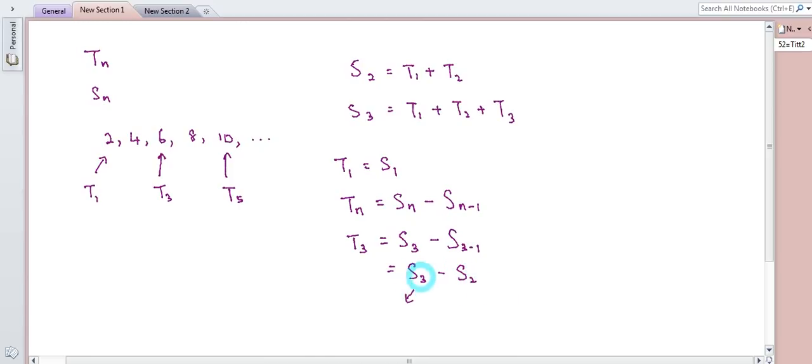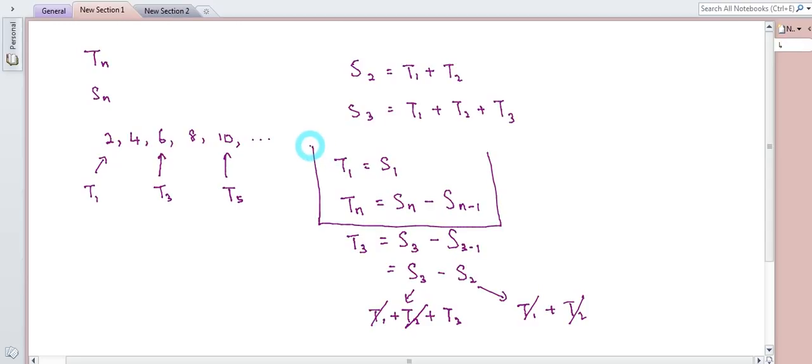So why like this? S3 is T1 plus T2 plus T3. And S2 is T1 plus T2. When you take this one minus this one, it will cancel out the T1 and also the T2. So eventually you will only have T3. So remember these two concepts, so will be very helpful when you solve the question for this number sequence.